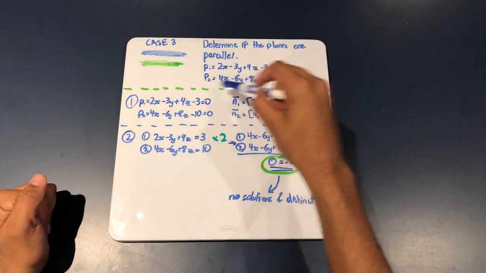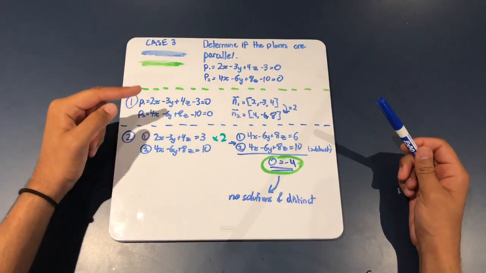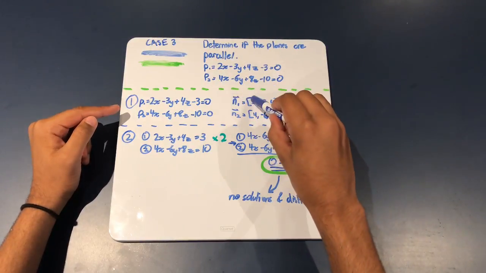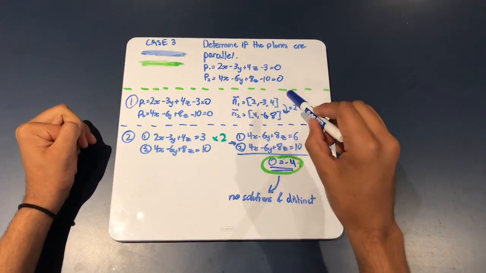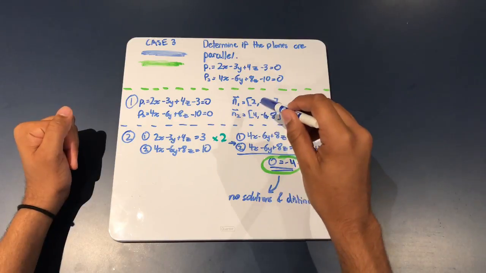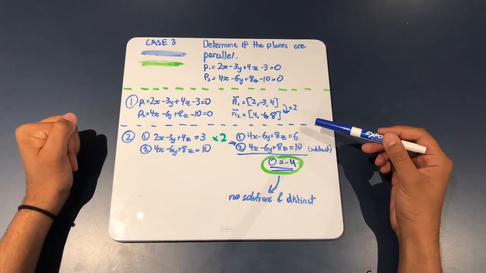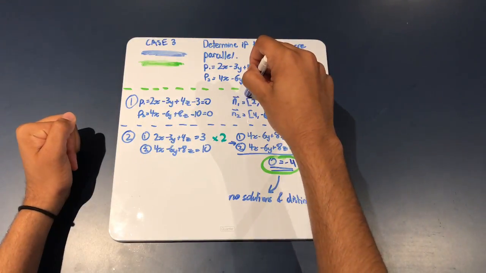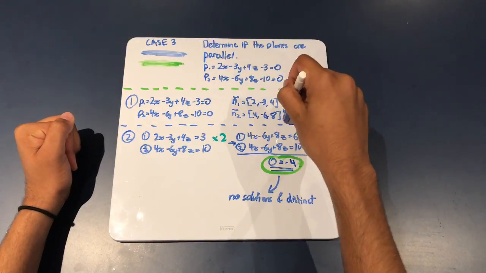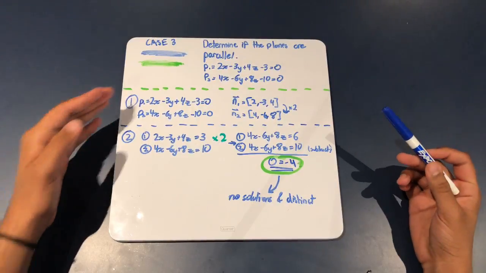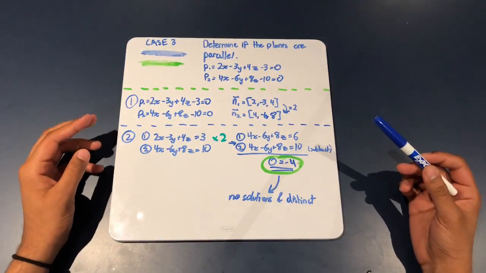So with the first plane and the second plane, first what we're going to do is find the normals. The normal for the first plane is 2, -3, 4, and the normal for the second plane is 4, -6, 8. Now you can see that these two are scalar multiples of each other, because if you multiply the first normal by 2, you get the second normal. So knowing that these two normals are parallel, we know that the two planes are parallel.